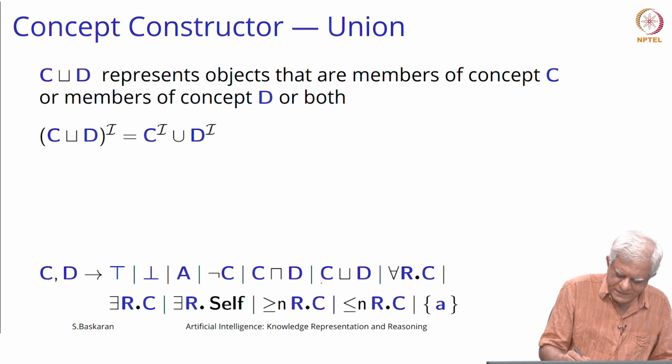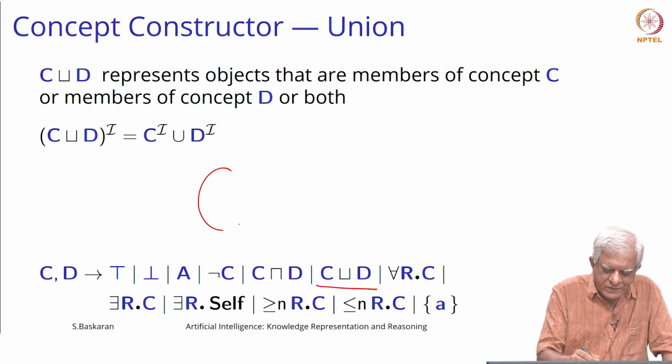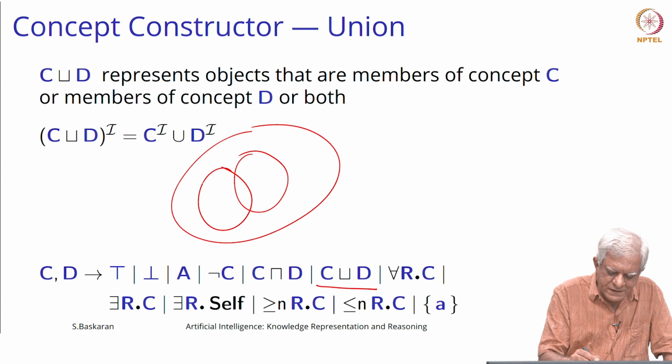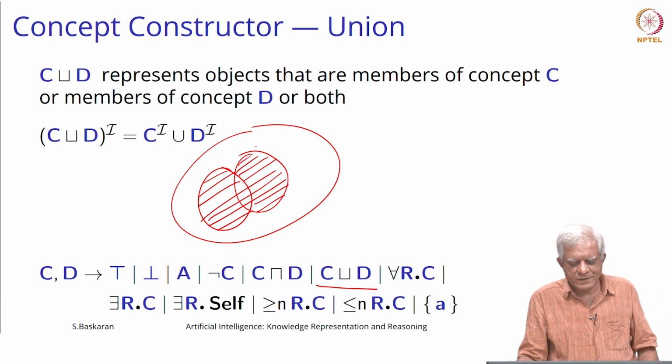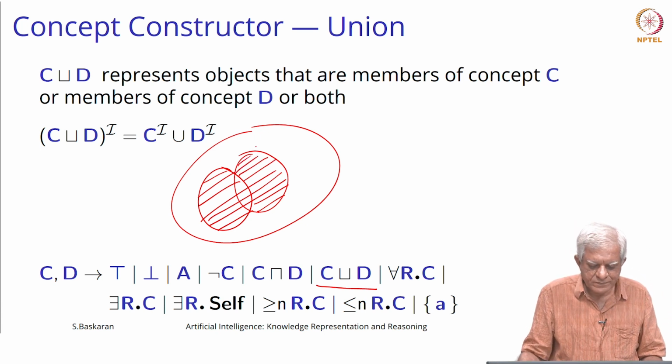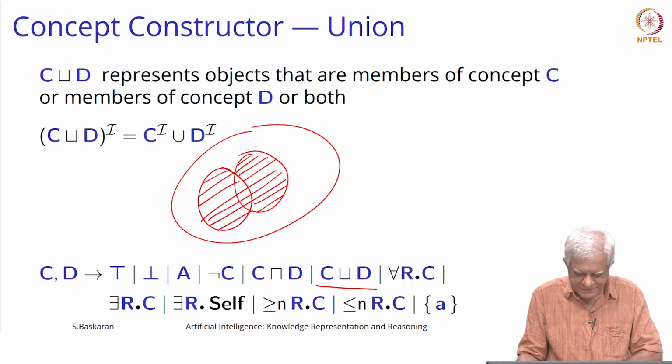This other symbol stands for union. So, if you have C, if you have D, then everything which is in either of them is in the union of the two sets. Notice that the two sets can still have an overlap.